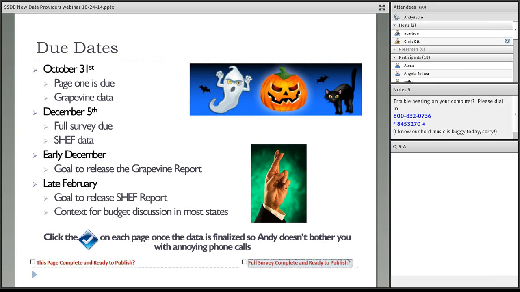I should also mention that there are actually 2 to 3 times, once the data is finalized, where we give the data providers and even the SHEEOs a chance to review, because we know that this report is really critical and we want it to be as accurate as possible.